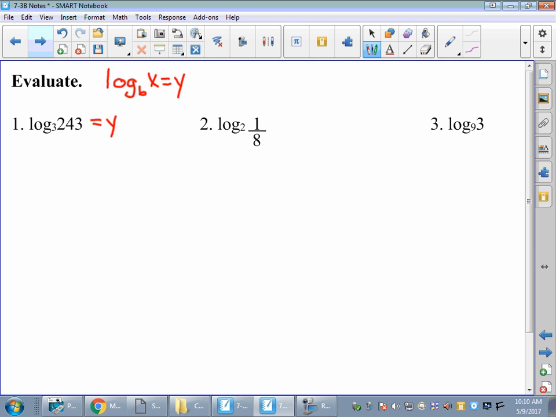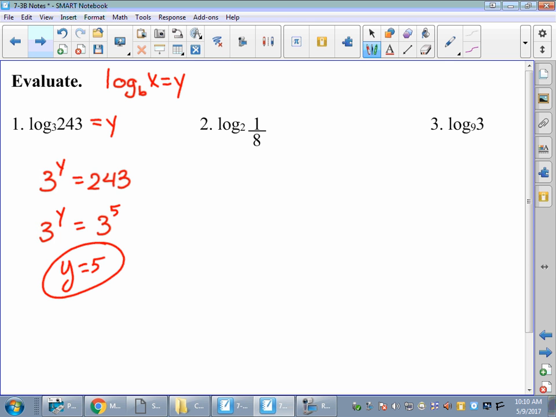So if we change this into exponential form, you're asking yourself, what do you raise 3 to get 243? And you just created an exponential equation. Remember, anytime we want to solve for the exponent, it's called an exponential equation. So we rewrite 243 as a power of 3, which is 3 to the 5th, and then y is equal to 5. So pretty simple. You don't even have to write the equation. You don't have to bring in y.